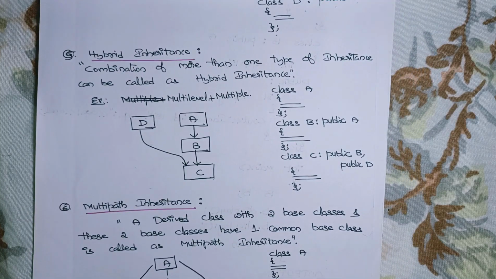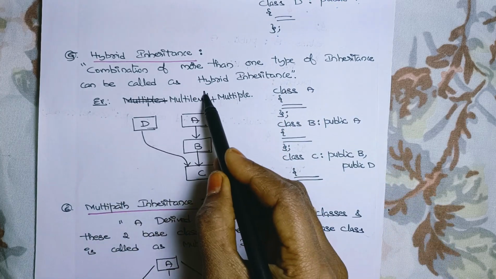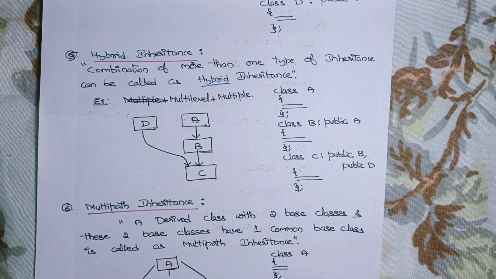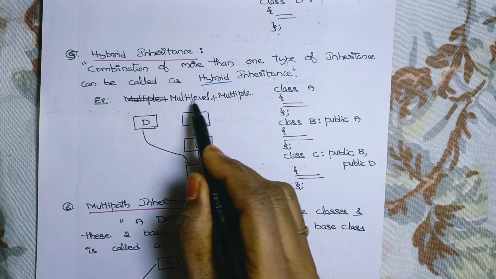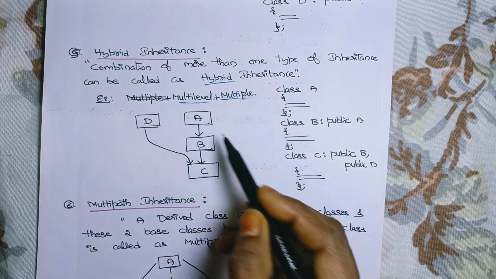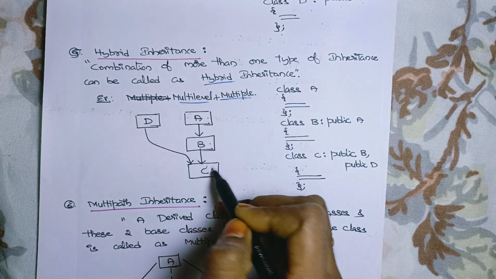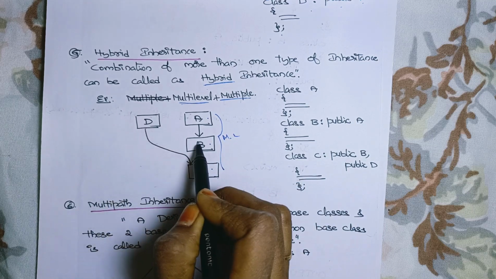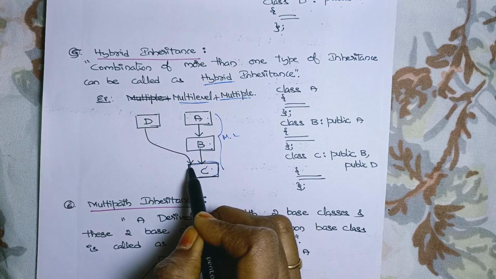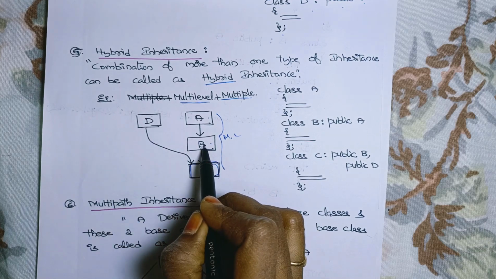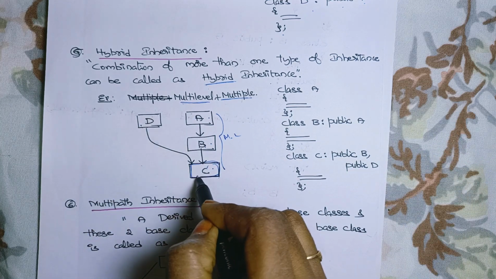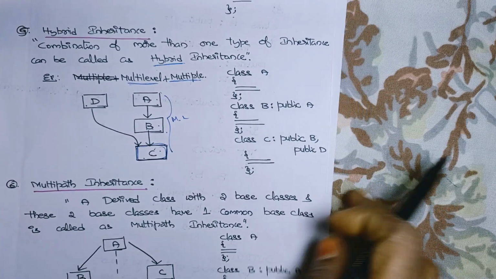Now hybrid inheritance. A combination of more than one type of inheritance is called hybrid inheritance. Any types of inheritance you can consider. Here I have taken multi-level and multiple. This is a grandparent, parent, child relationship, which is multi-level inheritance, and here two parents have one child, which is multiple inheritance. So this is a combination of multiple and multi-level. That's why it is called hybrid inheritance.